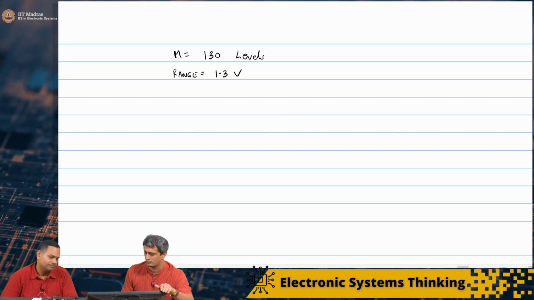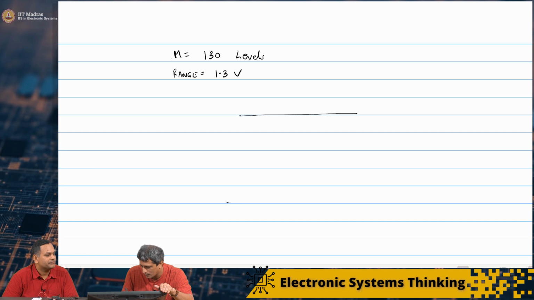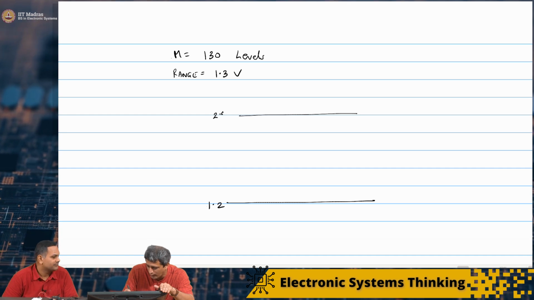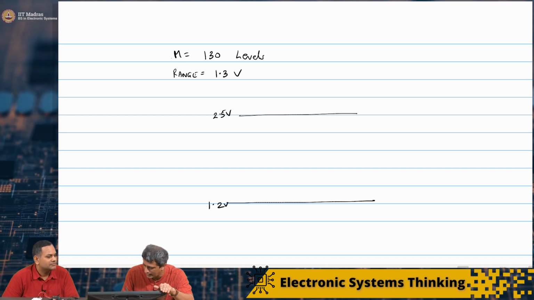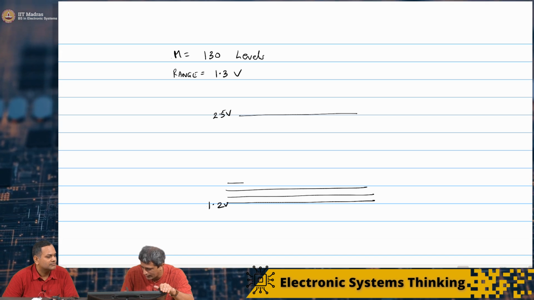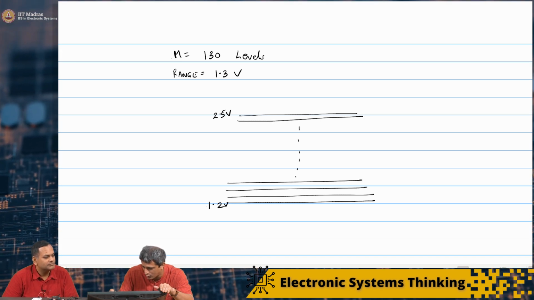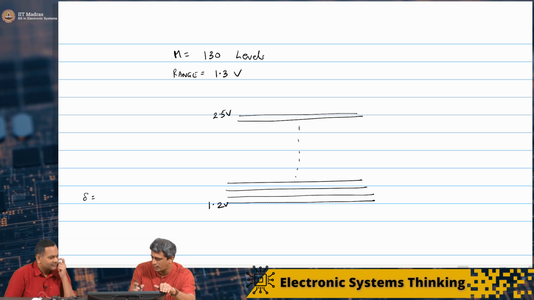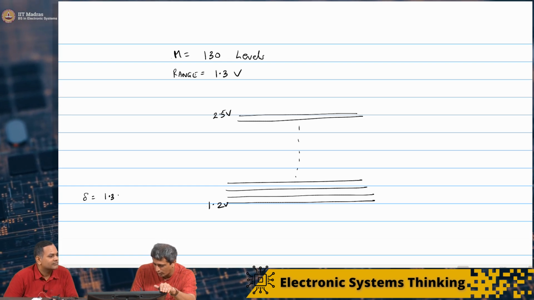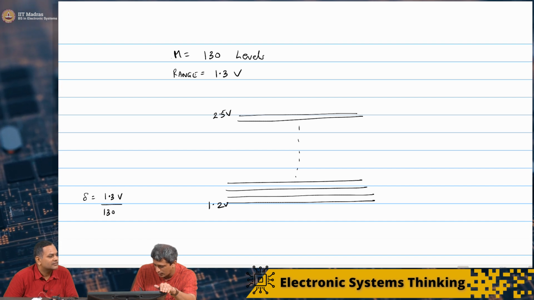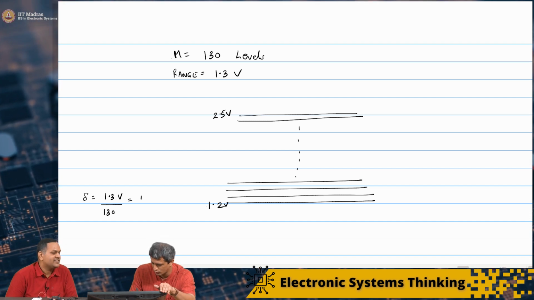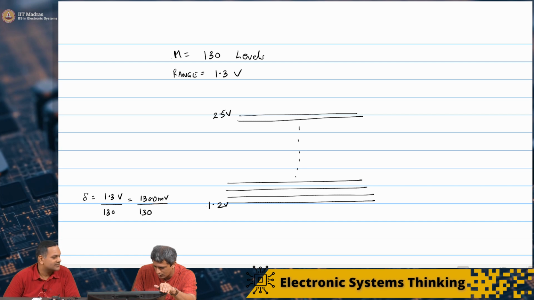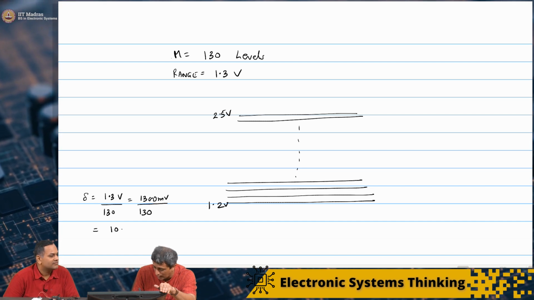1.3 volt. So this was 1.2 and 2.5, and then I have broken this into deltas like this. So if this is 1.2, then the delta for 1.3 volt and 130 levels is 1.3 volt divided by 130. I'll put that in millivolt. It is 1300 millivolt divided by 130, and therefore that's going to be 10 millivolt.